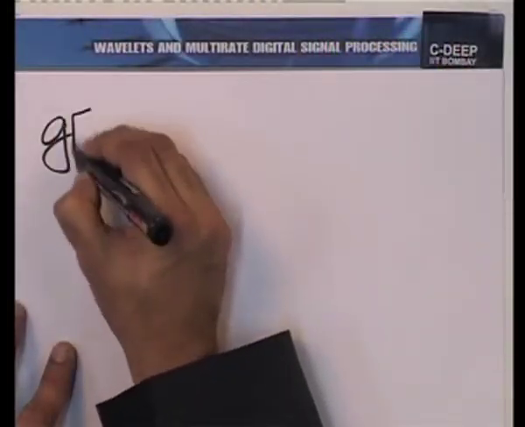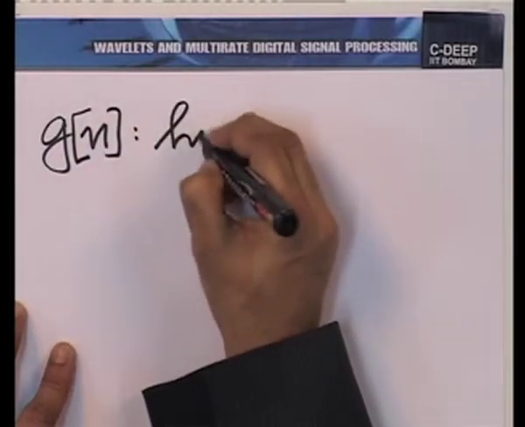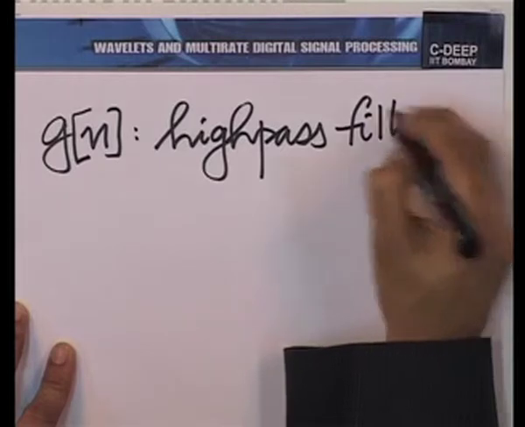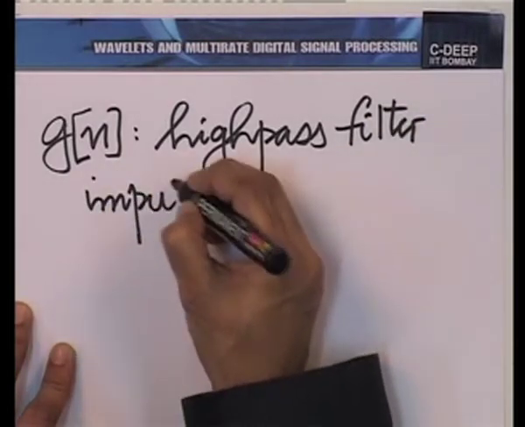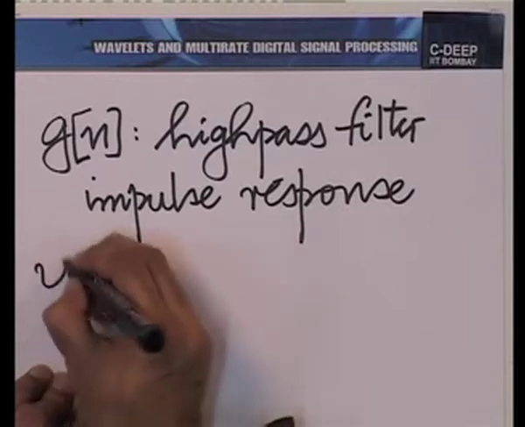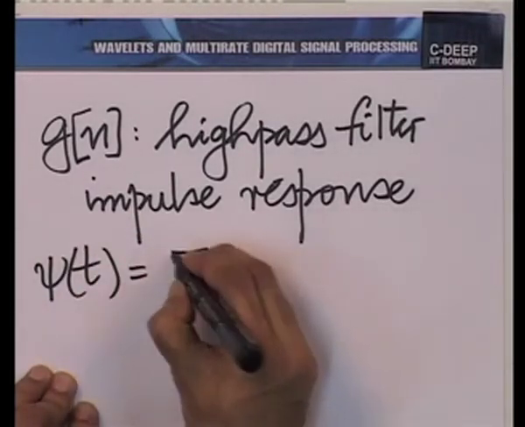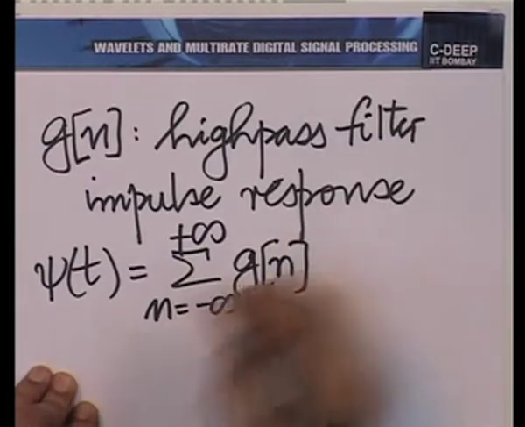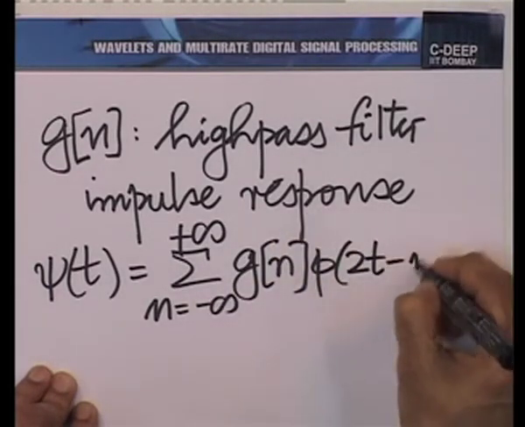And as far as the wavelet is concerned, we had said that if we take the high pass filter in the filter bank, so if g[n] is the high pass filter impulse response, then psi(t) is summation n going from minus to plus infinity g[n] phi(2t minus n), again phi, note, not psi.